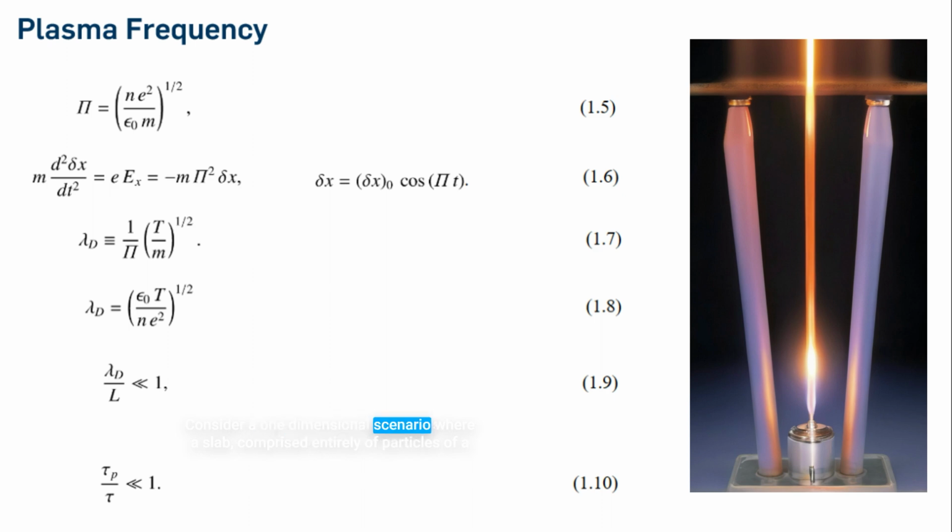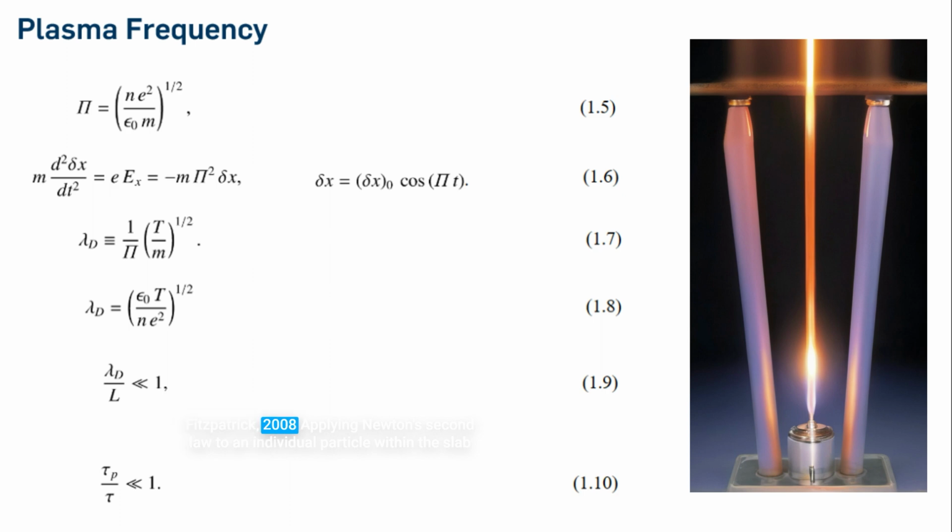Consider a one-dimensional scenario where a slab, comprised entirely of particles of a specific species with charge and mass, is displaced from its quasi-neutral position by a minute distance parallel to the axis. The resulting charge density on the leading face is countered by an equal and opposite charge density on the opposite face, generating an electric field within the slab.